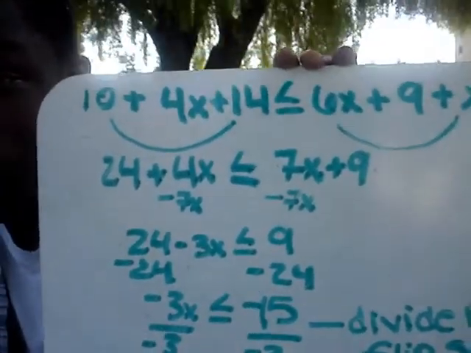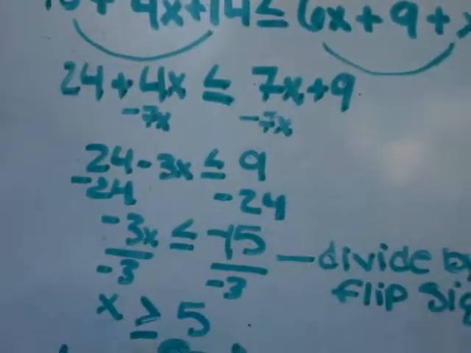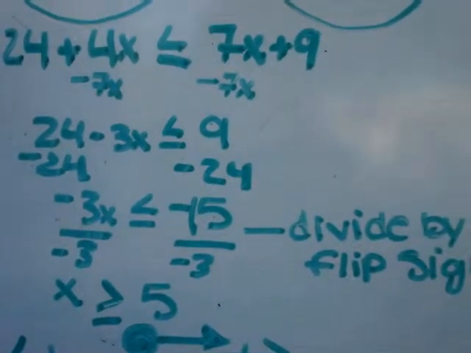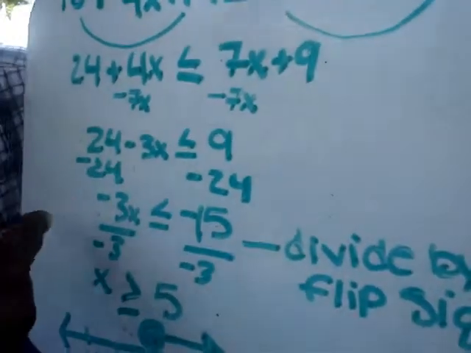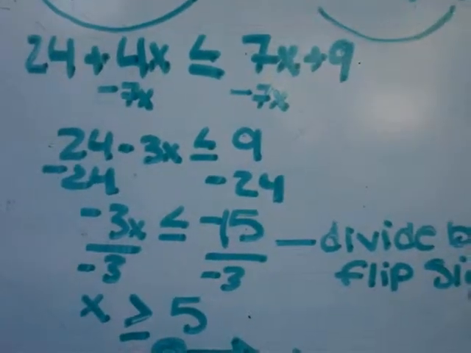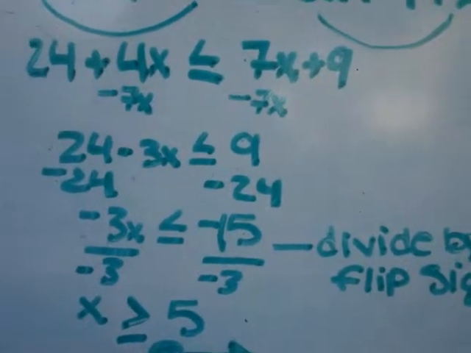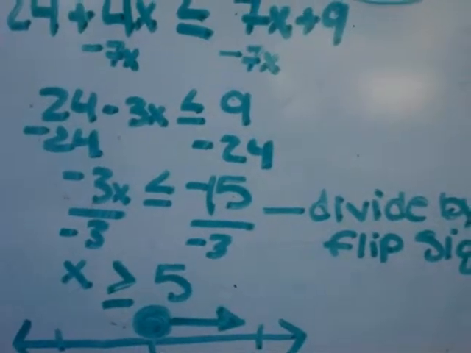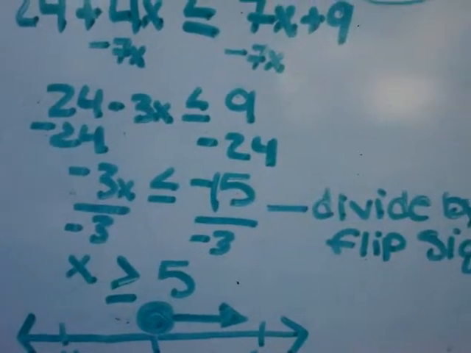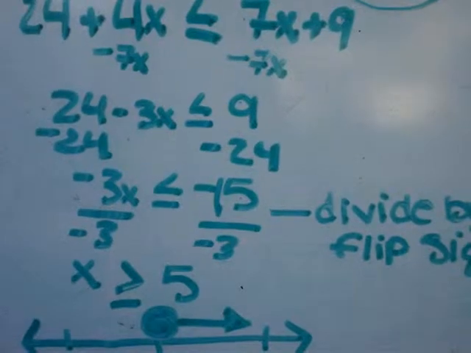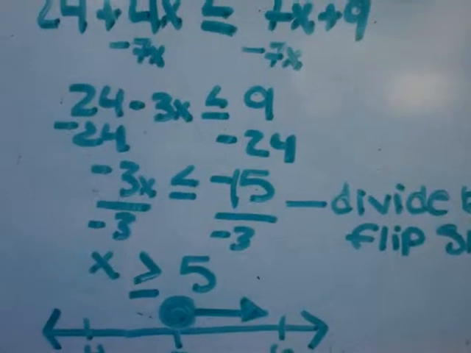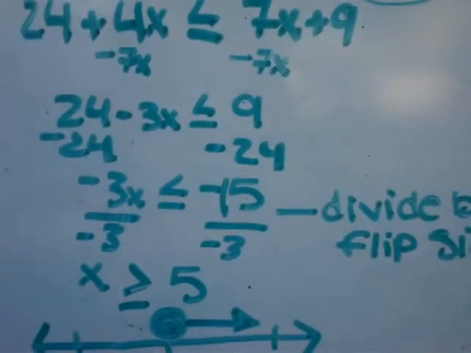Then you want to get x by itself on one side. So now you want to subtract 7x from both sides. As you see here, I subtracted 7x on both sides. By doing that, I got 24 minus 3x less than or equal to 9. After that, you want to subtract 24 from both sides. By doing that, I was able to get rid of 24, and now I'm left with minus 3x less than or equal to minus 15.